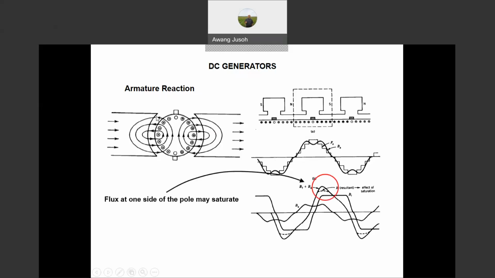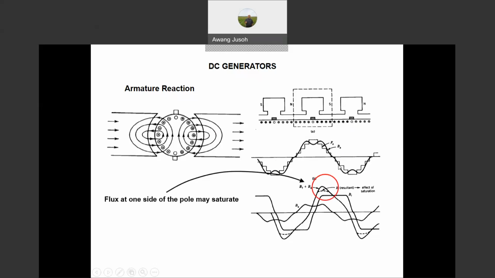We can open this machine and make it flat like that. So this is north pole, south pole, north, south pole. This is carbon brush, carbon brush, carbon brush, and this is a conductor in the armature itself. So by looking at this one, we can see the flux produced by this IA armature current, given by this one. Right? You can have this one.